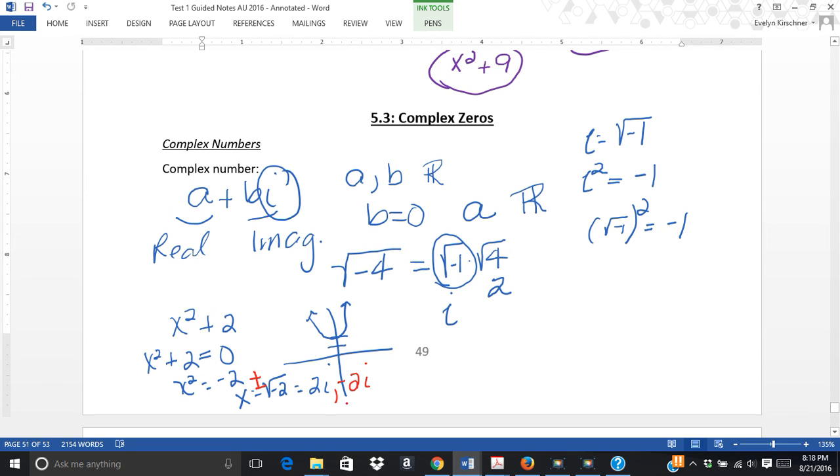This is actually an all imaginary number, so in this case my a is 0 and I just have bi, so b would be 2 or -2. So I have 2i or -2i.